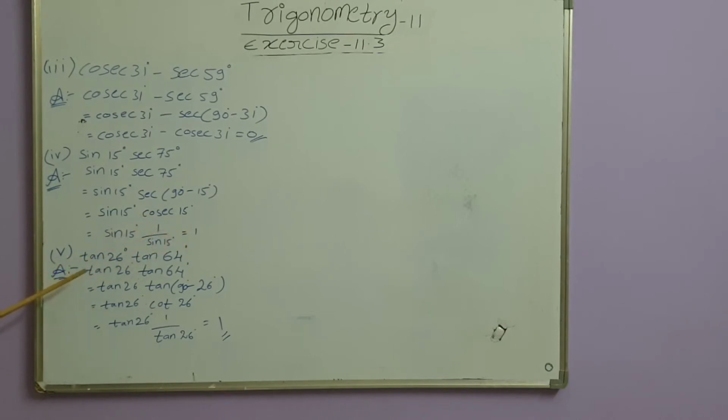Next, fifth one: tan 26 degrees into tan 64 degrees. This 64 degrees is converted to 90 minus a, 90 minus 26 is 64. So tan 26 degrees into tan(90 minus 26). Tan(90 minus a) is cot a, so here a is 26 degrees, cot 26 degrees. Cot is converted to tan form, so cot a is equal to 1 by tan a, 1 by tan 26 degrees. These two cancel. We get 1.